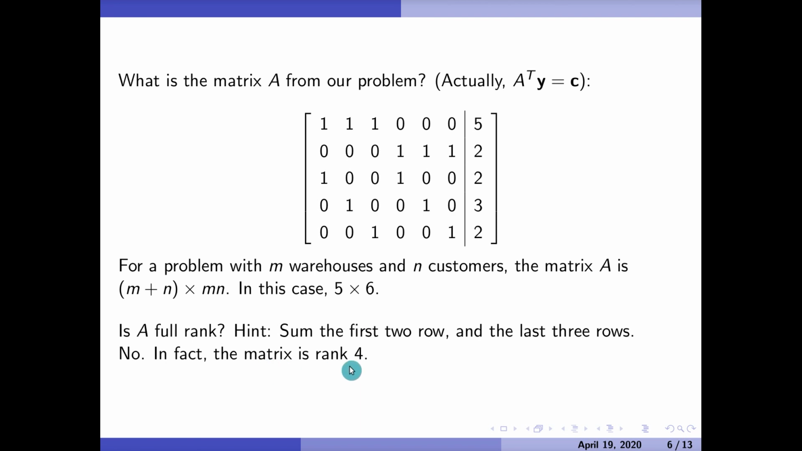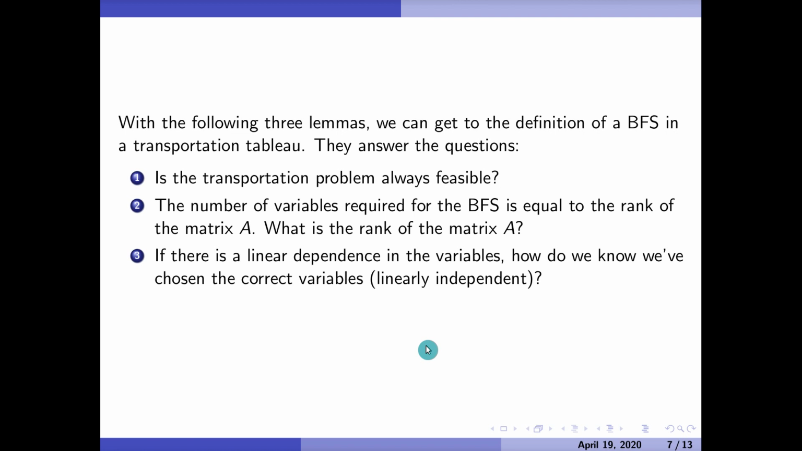Okay, so actually the matrix is rank 4, although we didn't prove that. We just showed that it was less than 5, right? So the matrix is going to be 1 less rank. So this is going to create a little bit of a problem for us, although not too much. We're just going to have to keep that in mind. The transportation tableau has a little bit smaller rank matrix. Okay, so let's get back to the main problem then with the following 3 lemmas.